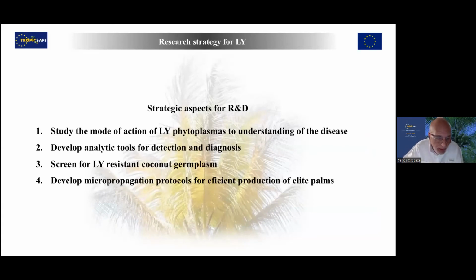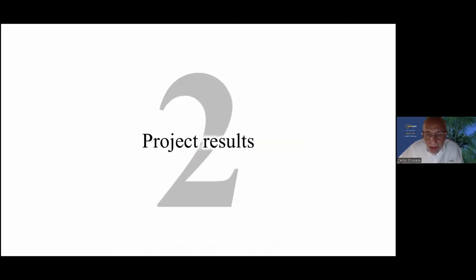Well, so when the disease started in our region several years ago, we thought of strategic aspects for research and development, and these are presented here. One of them is to study the mode of action of the phytoplasmas to understand the disease, to develop analytic tools for detection, diagnosis, and screening of LY resistant coconut germplasm, which is very important. And then if you have those coconuts identified and selected, then we should be able to multiply them very efficiently and very rapidly.